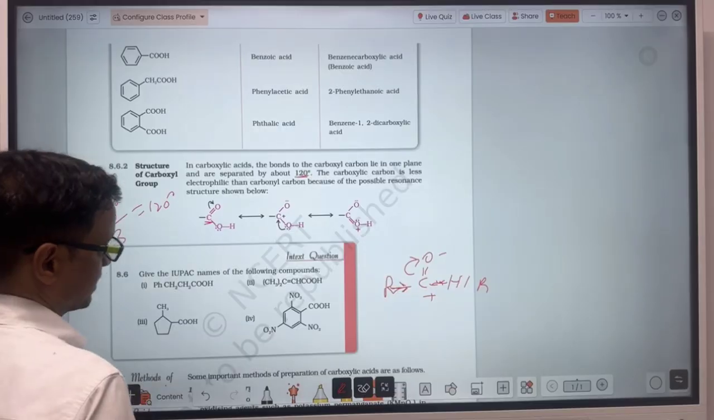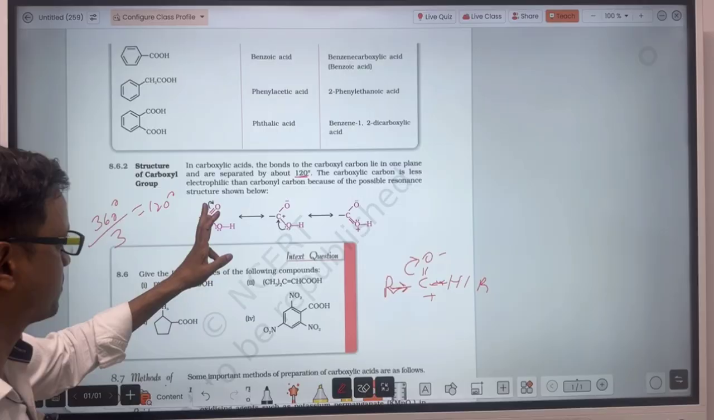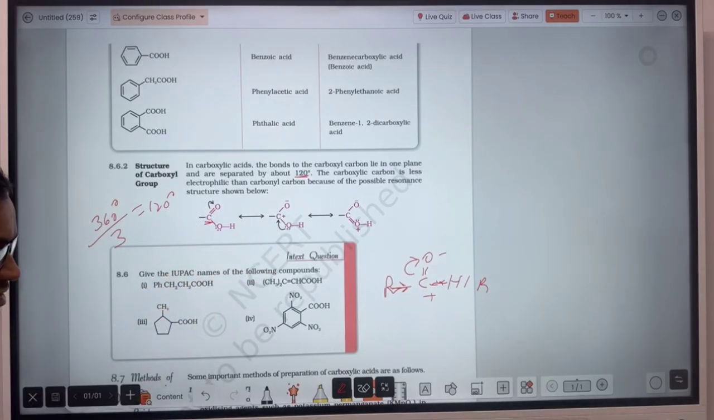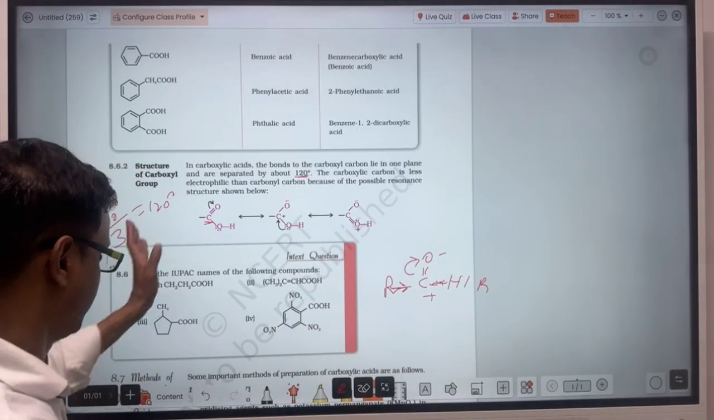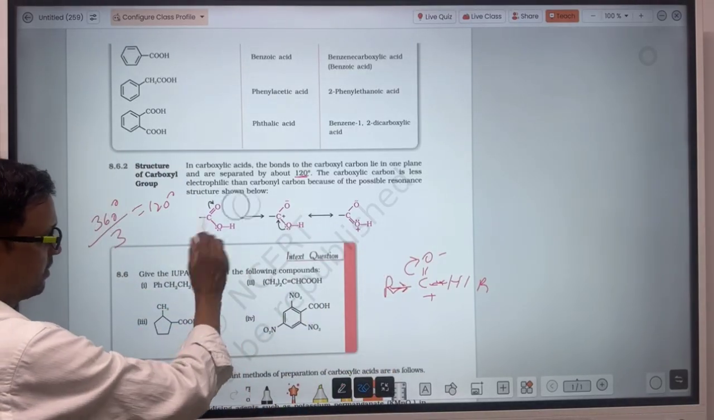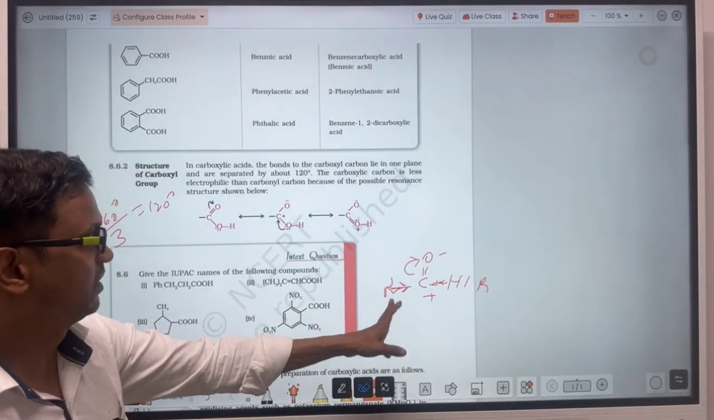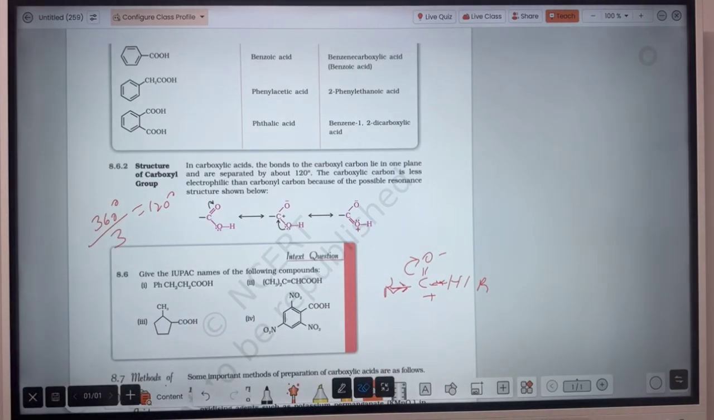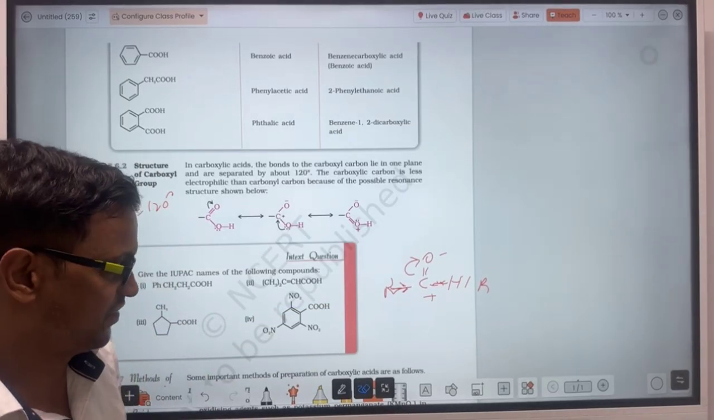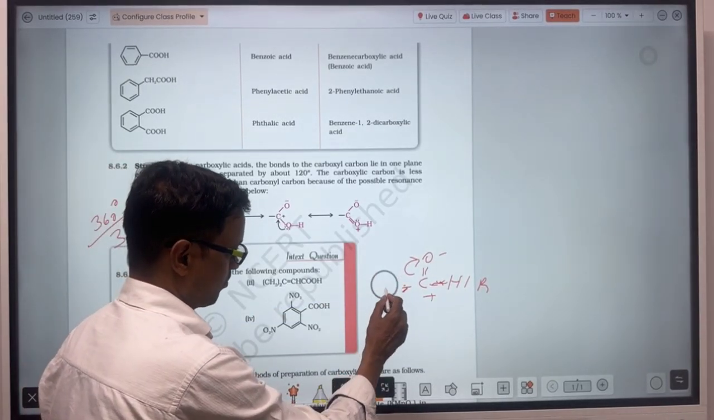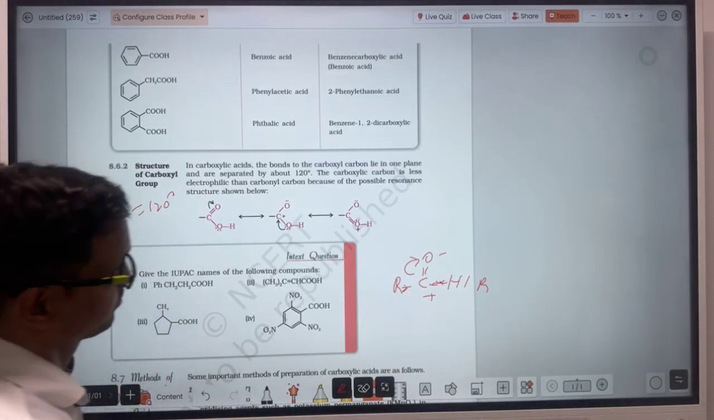But in the case of carboxylic acid, due to resonance, the positive charge of this carbon will get neutralized. Let's see here in this diagram. Maybe you feel difficulty in this diagram of resonating structures, so I am telling how to draw this structure. Is it clear here? In the case of the carbonyl carbon, the magnitude of positive charge has been reduced by the plus I effect of the alkyl group or of the hydrogen. And in the case of carboxylic acid, let's see.